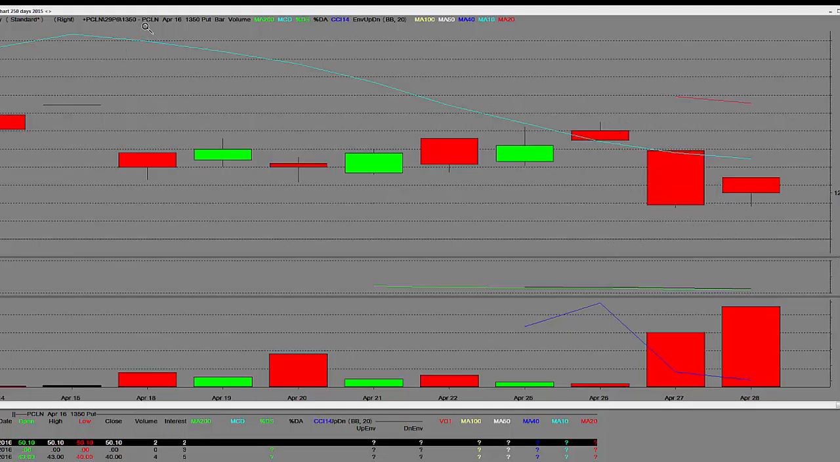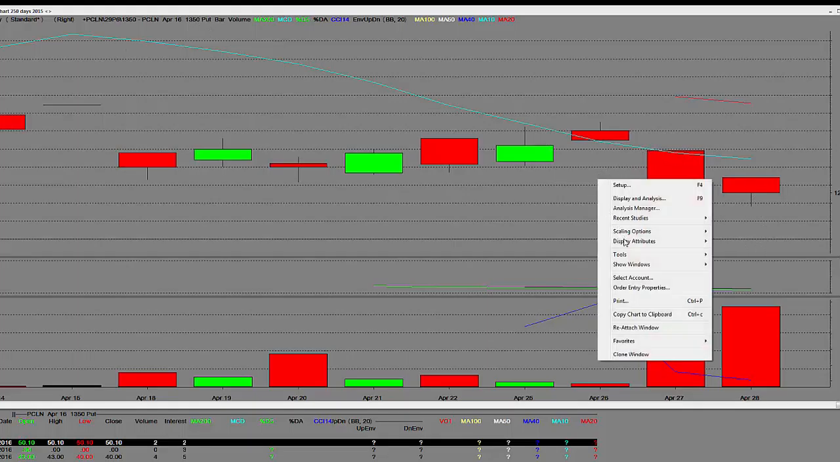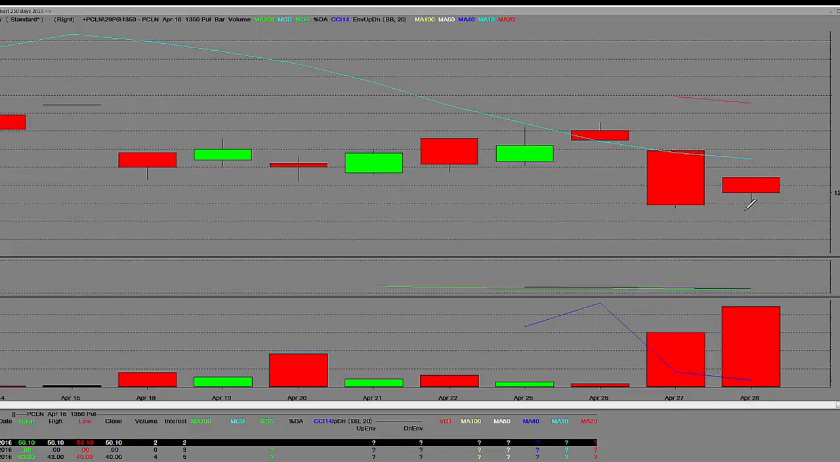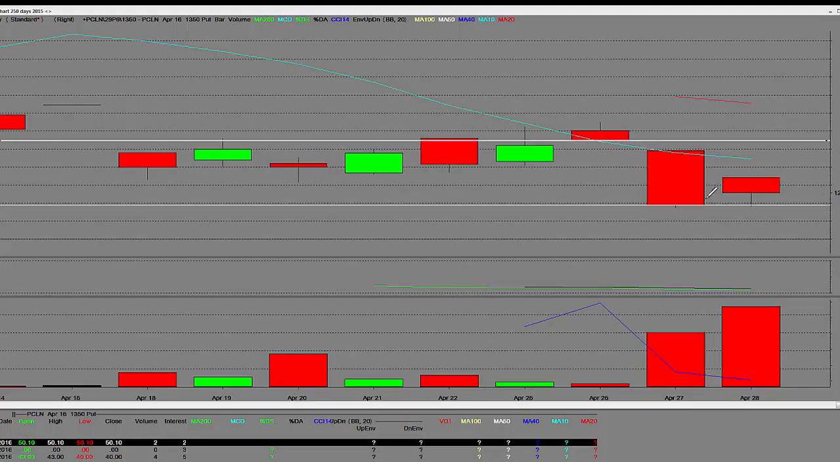This is a Priceline 1350 put chart. You all know that when you trade options, you have not seen this. And you know what? Why are you trading options and you don't even know what is really going on? And this is a put chart and this is wholesale. And it's a weekly put chart.